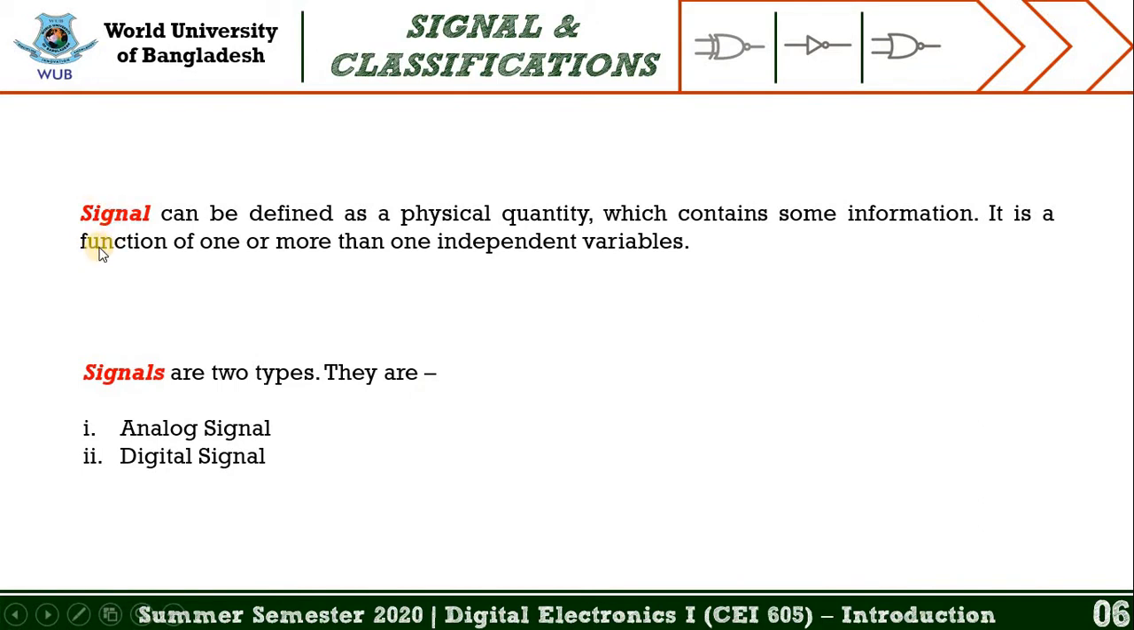Well, from this slide we came to know what a signal is as well as the classification of signals. So let's begin. A signal can be defined as a physical quantity which contains some information. It is a function of one or more independent variables. Now come to the classification. Signals are classified into two types: analog signal and digital signal. Now we need to move into the next slide.